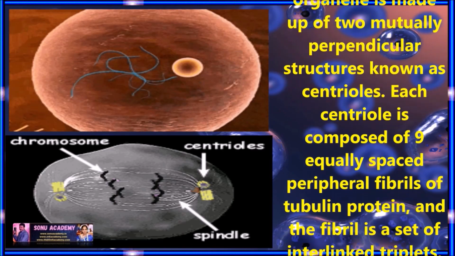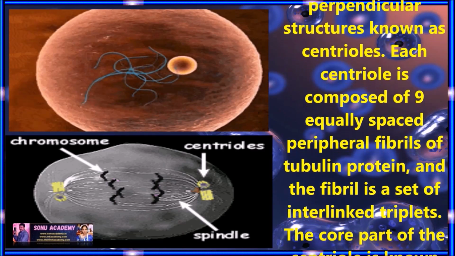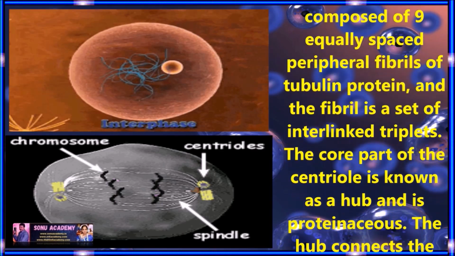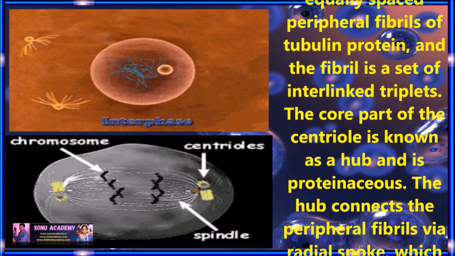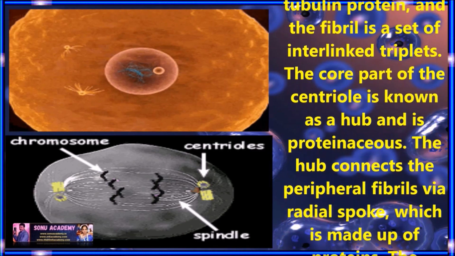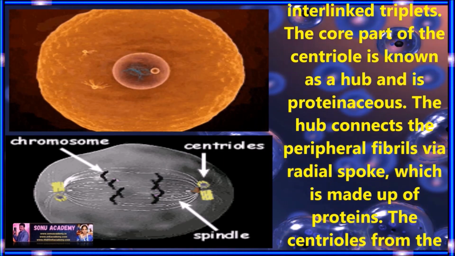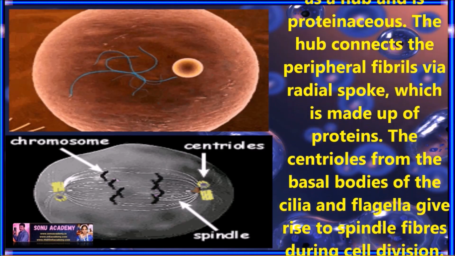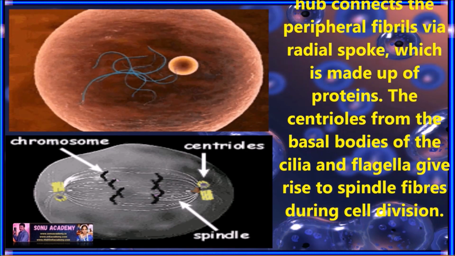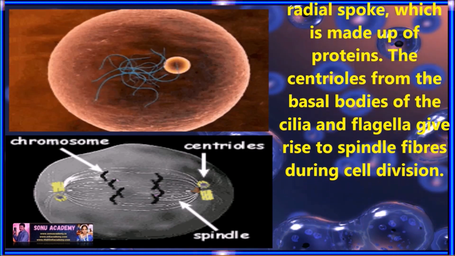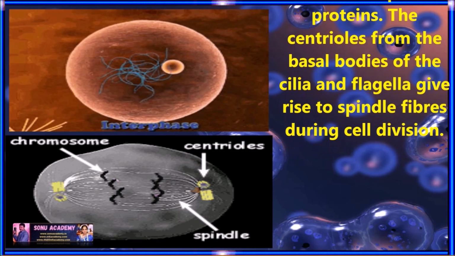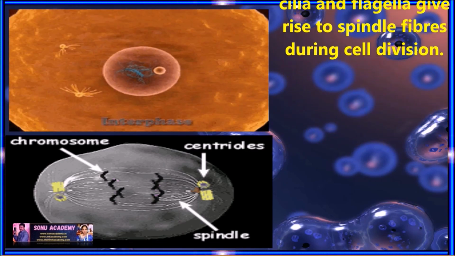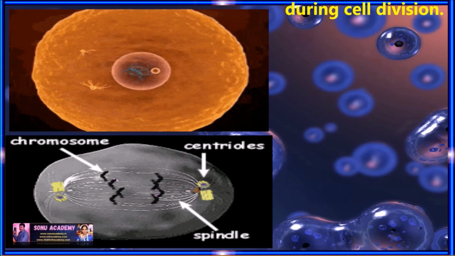Each centriole is composed of 9 equally spaced peripheral fibrils of tubulin protein, and each fibril is a set of interlinked triplets. The core part of the centriole is known as the hub and is proteinaceous. The hub connects the peripheral fibrils via radial spokes, which are made up of protein. The centrioles form the basal bodies of the cilia and flagella and give rise to spindle fibers during cell division.